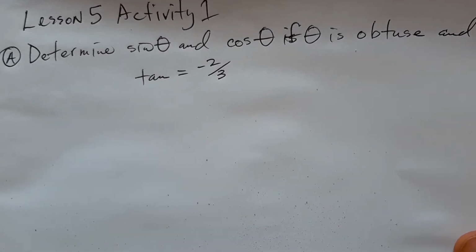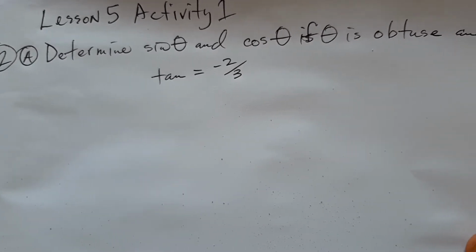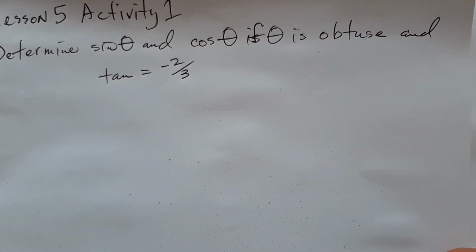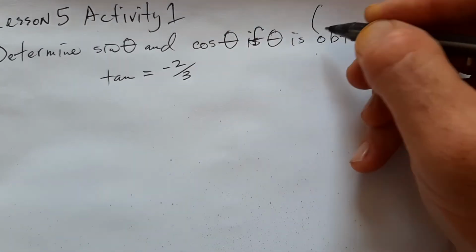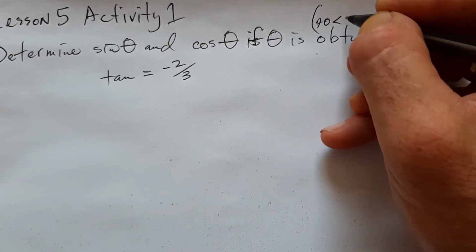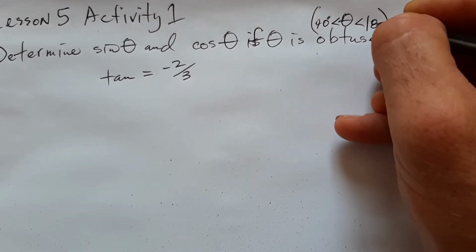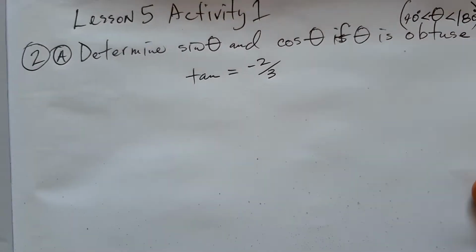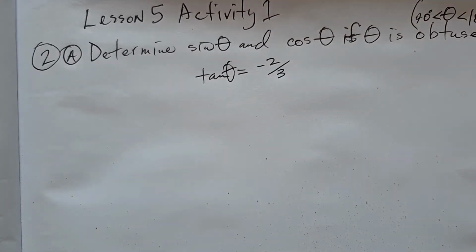So let's get back to lesson 5, activity 1, 2a. Determine sine theta and cosine theta if theta is obtuse. Okay, what does that mean? Obtuse means your angle is greater than 90 degrees and less than 180. And the tangent of theta is negative 2/3. So please pause this and give it your best shot.